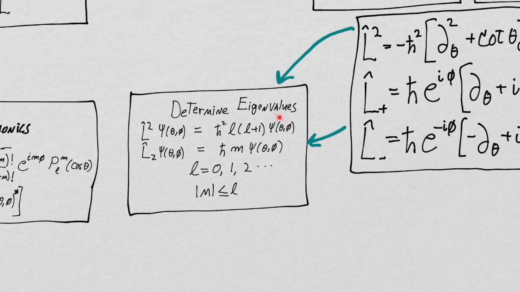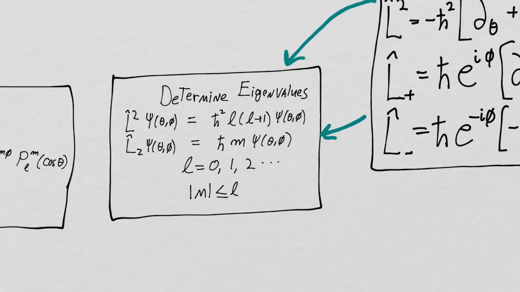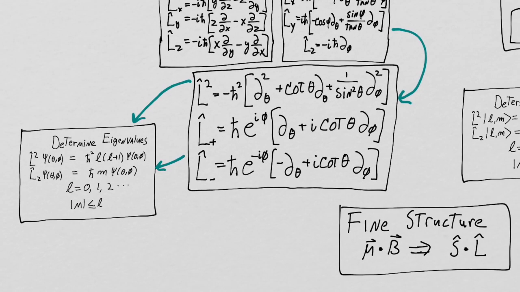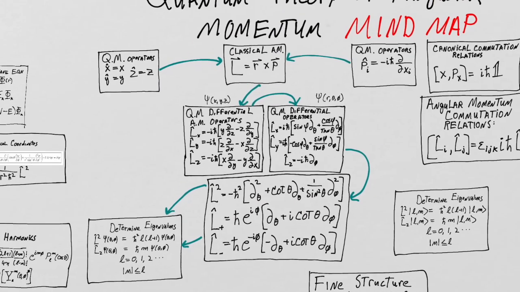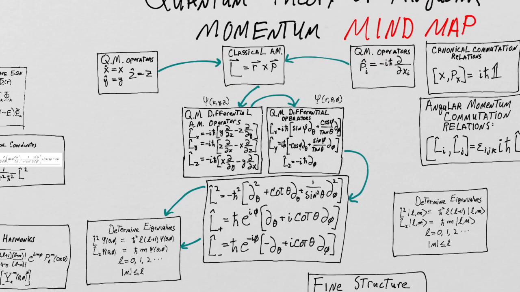And when you have these mutual eigenfunctions, you learn that the only way they work is if L is an integer. And M also has to be an integer, and the absolute value of M has to be less than or equal to L. That is discovered directly from the analysis of these differential equations and is a direct result of these particular differential operators that come directly from our canonical quantization process.